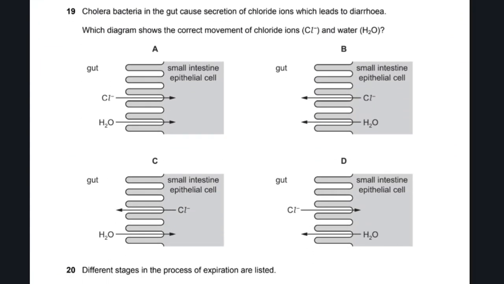Next, the cholera bacteria in the gut cause secretion of chloride ions, which leads to diarrhea. Which diagram shows the correct movement of chloride ions and water? If we look at the movement by osmosis, when the chloride ions move out, there will be a concentration gradient for water. Water always moves from high water potential to lower. So water molecules also diffuse out into this area of the gut. Then it causes diarrhea.